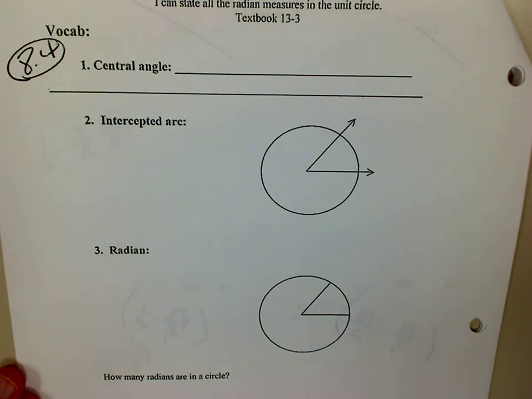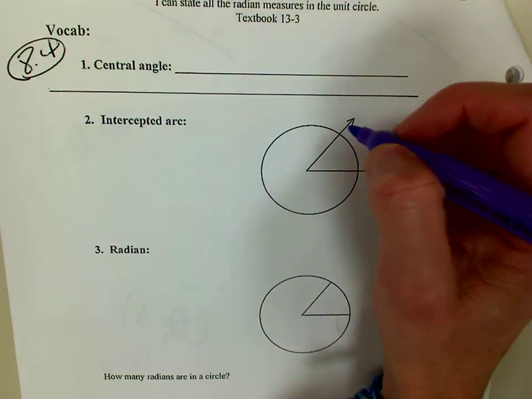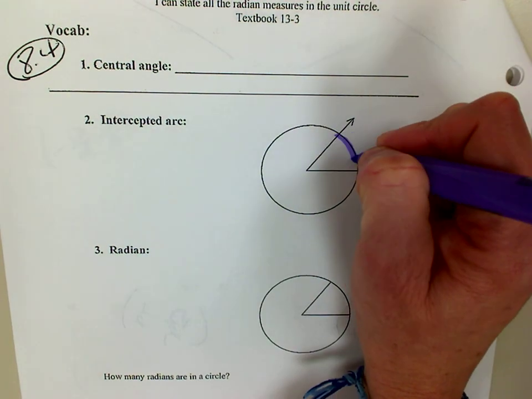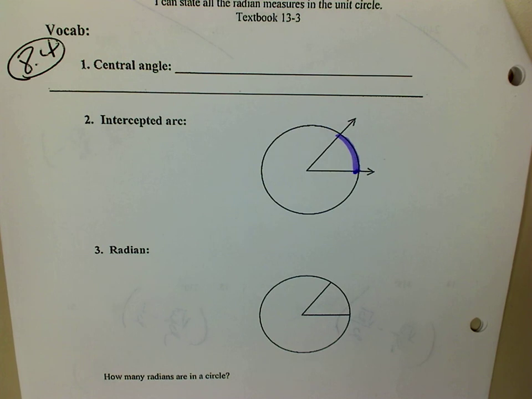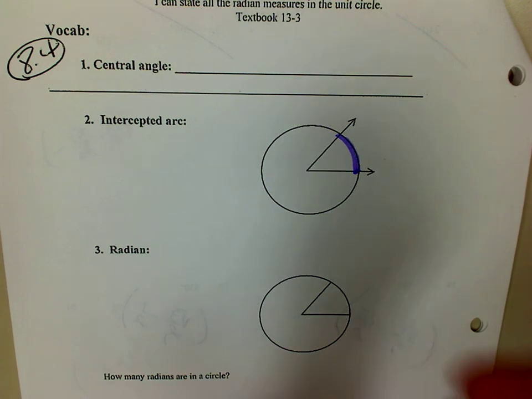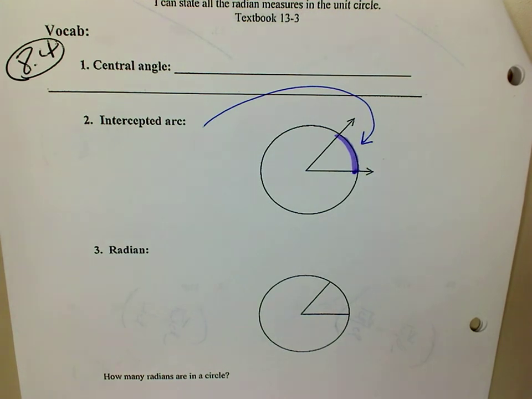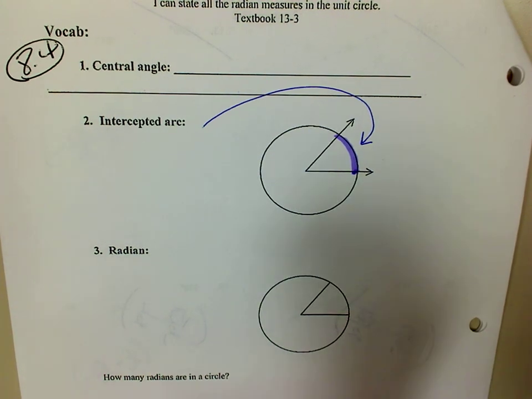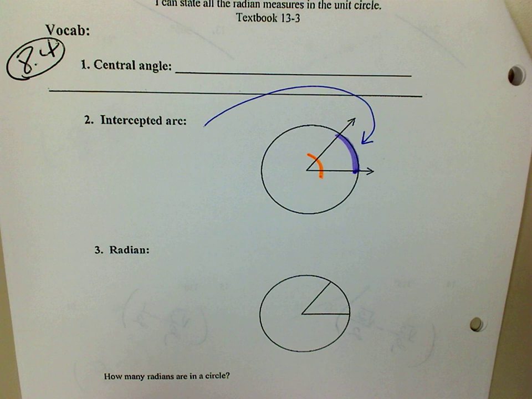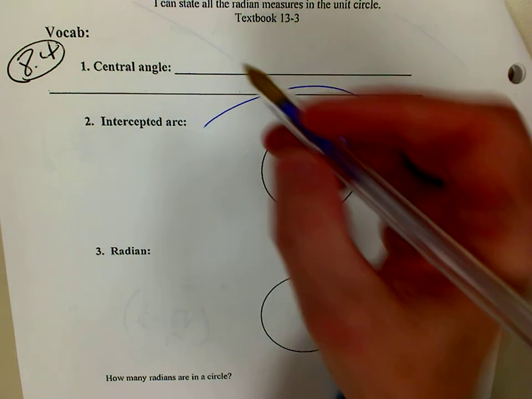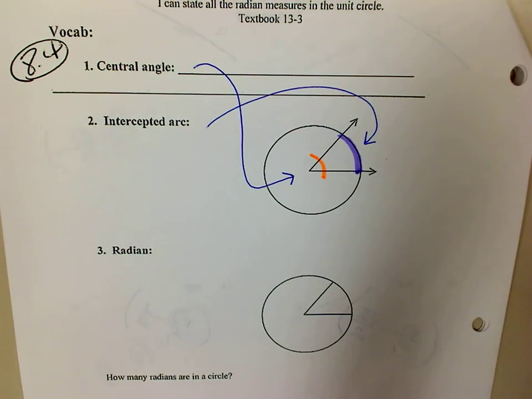All right, 8.4. On this page, I'm just going to draw a picture instead of writing down the definitions. So this right here, that is the intercepted arc. And then this right here, that is the central angle.